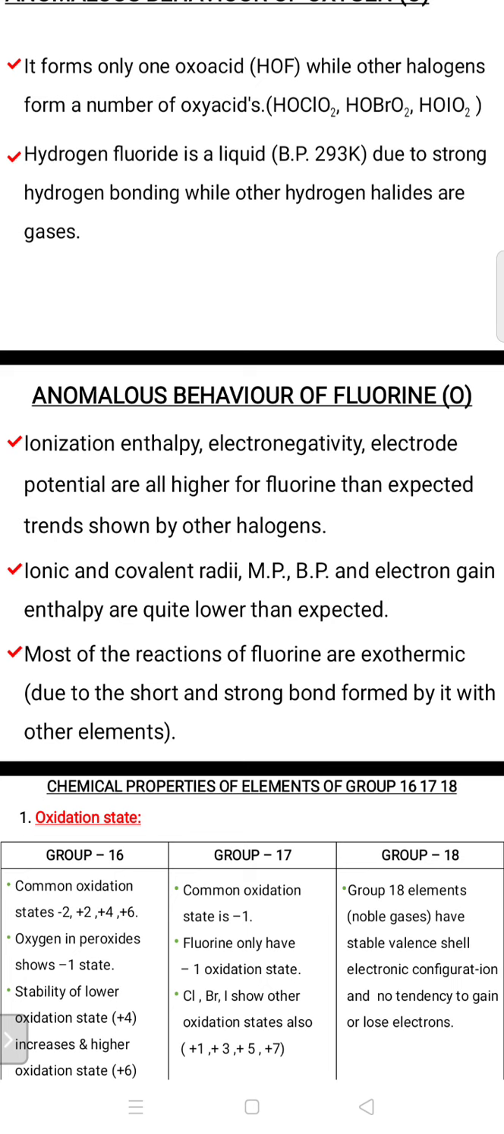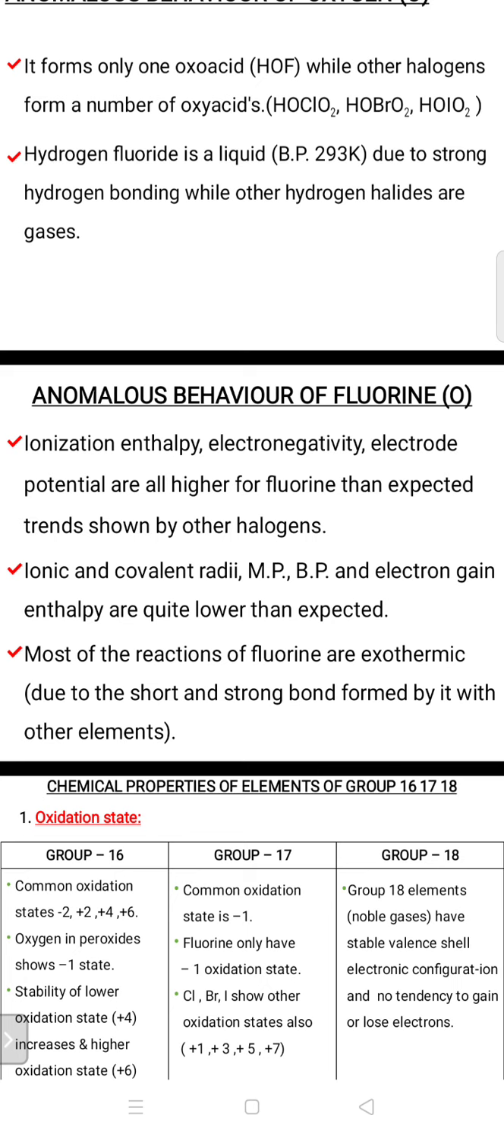That's why they're exothermic. It is also due to the short and strong bonds which are formed by it with other elements. The meaning of short bonds is that they are stronger, and for breaking a stronger bond, a much greater amount of energy is required. That's why it has a higher boiling point and melting point, and it shows exothermic kinds of reactions.